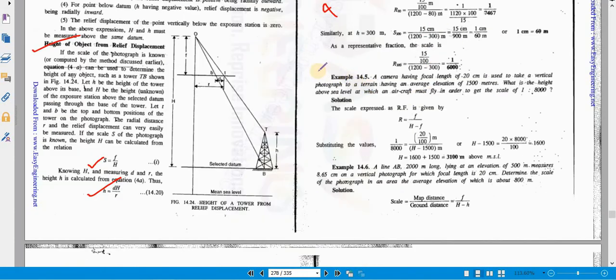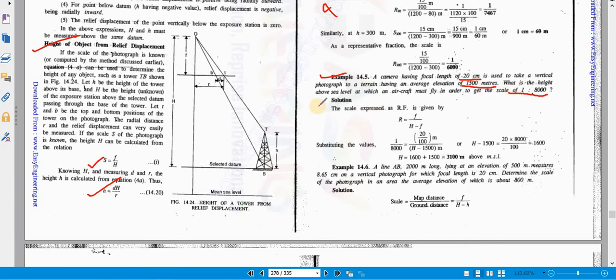Okay, the next one is a camera having a focal length of 20 centimeter is used to take a vertical photograph of an average elevation of 1500 meter. What is the height above the mean sea level at which the aircraft must fly in order to get the scale of 1:800? So it is a little bit tricky type of question. In this, you have to find out the height of the camera at which the scale will come out to be 1:800.